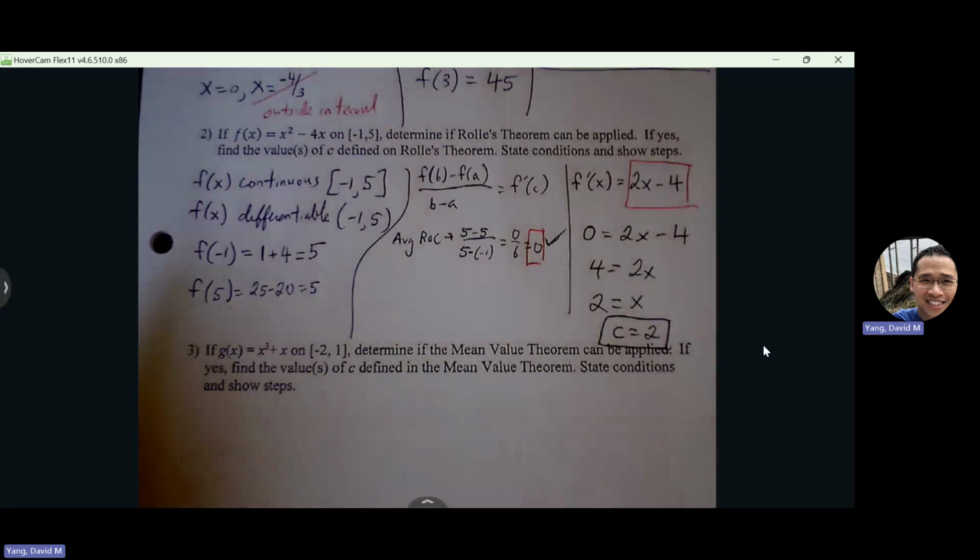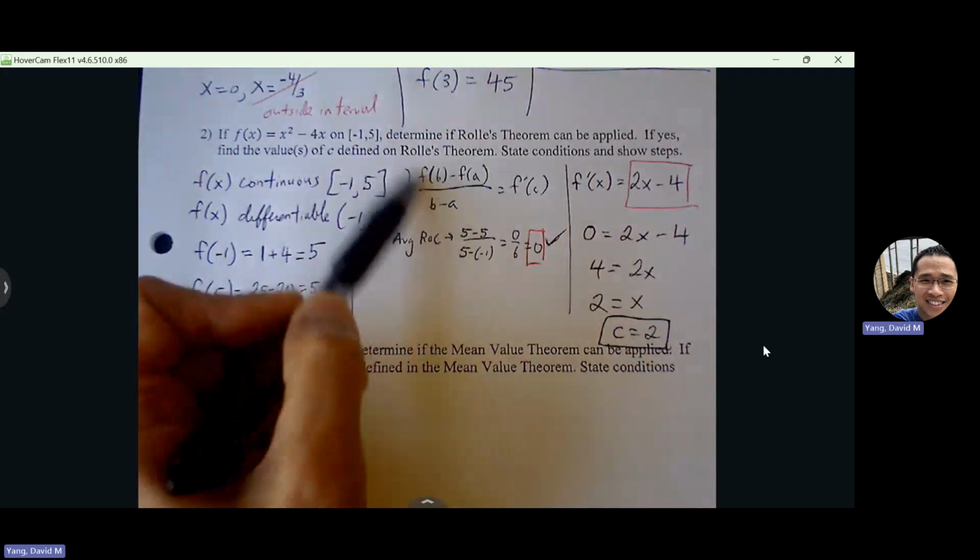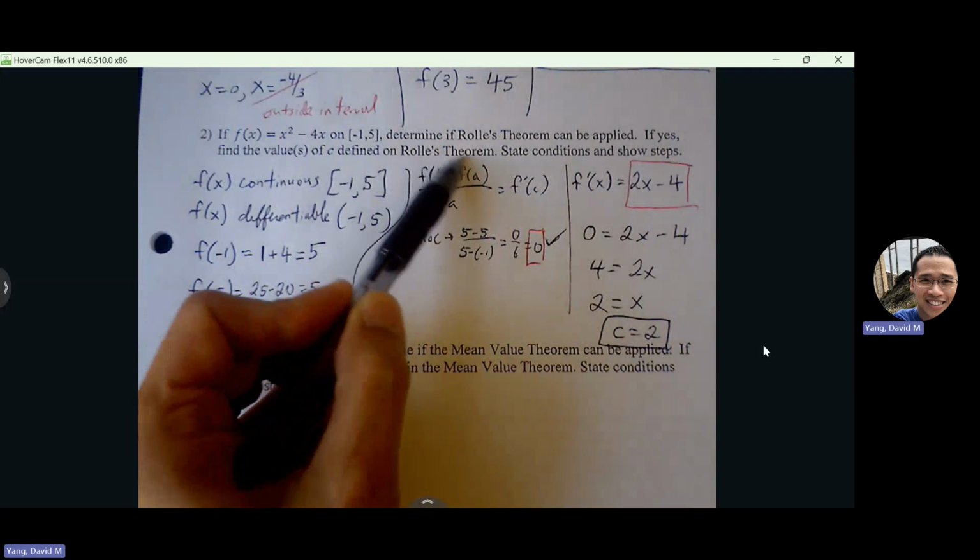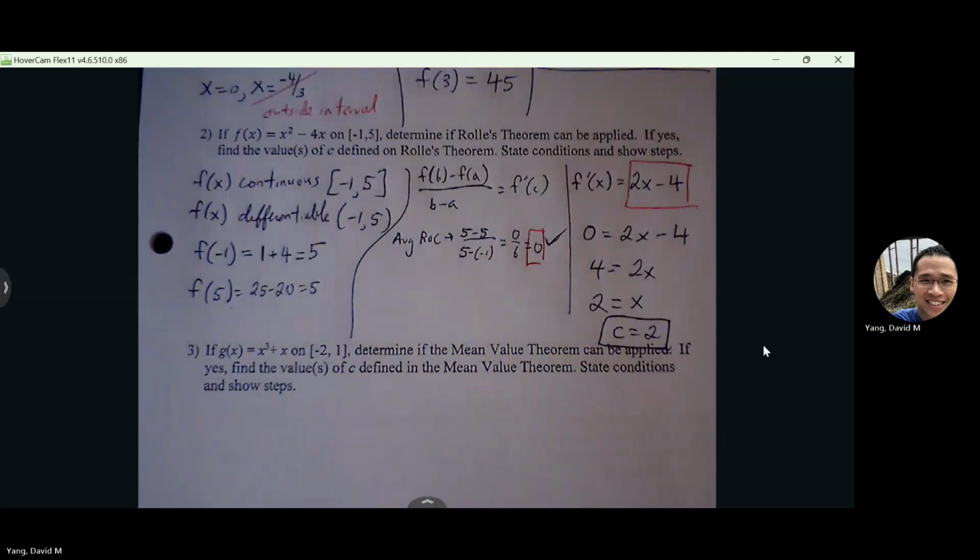Try number 3. Same condition, same formula. It's just that this doesn't have to be a slope of 0. Okay, try those steps. It's virtually the same process as number 2.